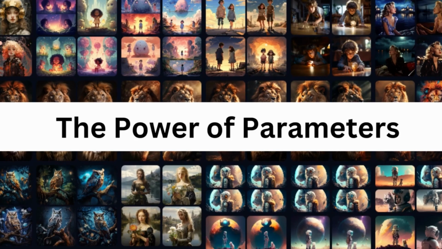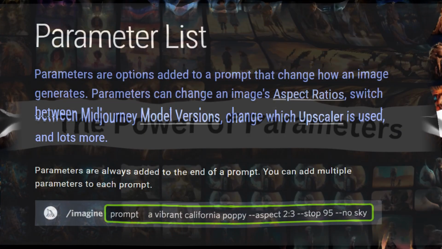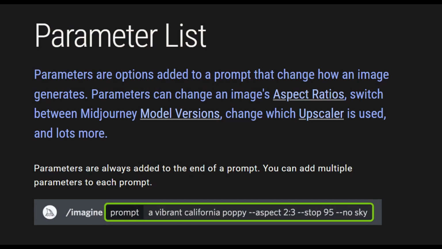The power of parameters. Parameters are like the secret ingredients in your creative recipe. They are options that can be added to your prompts to influence how your images are generated. Whether you want to adjust aspect ratios, experiment with styles, or fine tune quality, parameters are your key to customization.